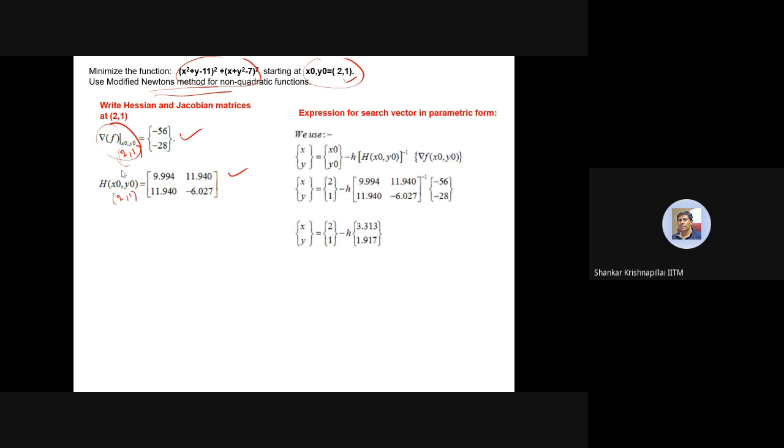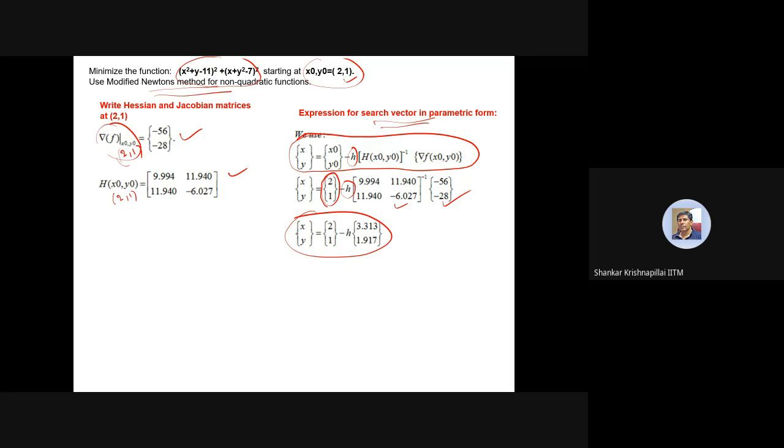So this is the expression for the search vector for the modified Newton's method, the parametric equation of the search vector. The small h is there, which makes it parametric. So you substitute everything. 2, 1 is the starting point, this is the parameter small h, this is the inverse of the second derivative matrix, and this is the first derivative matrix. So this is the parametric equation of the search vector.